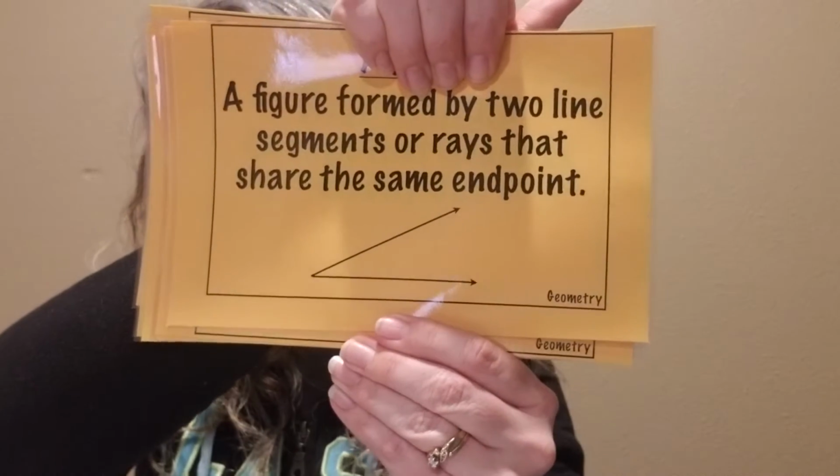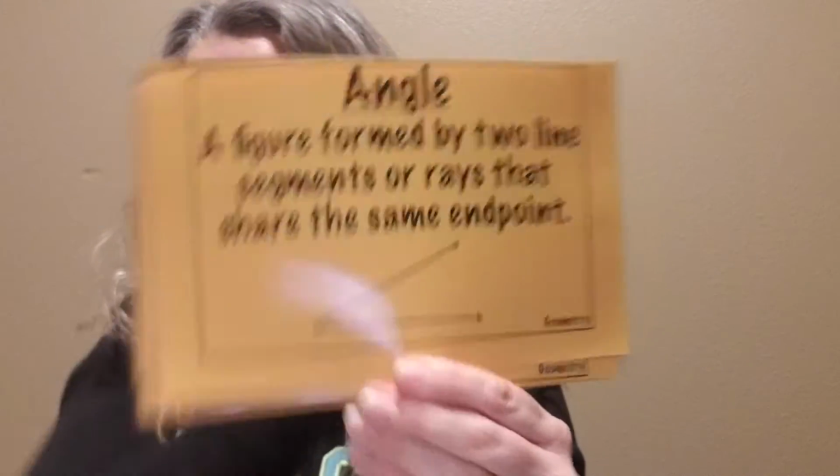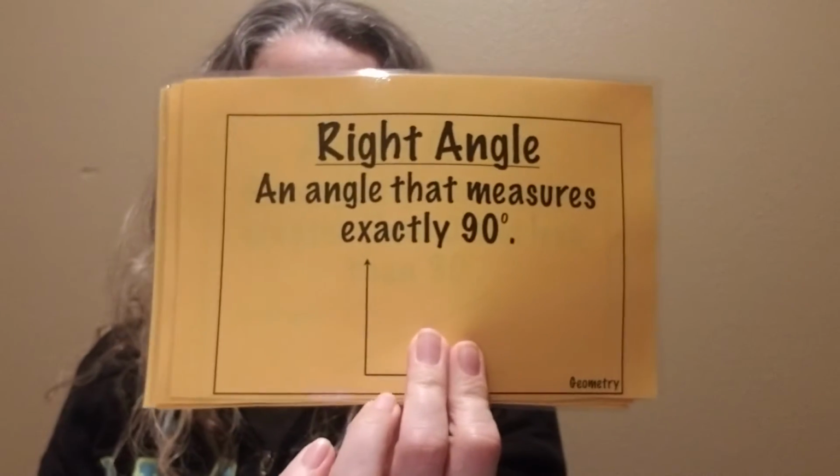Okay? A figure formed by 2 line segments or rays that share the same endpoint. So it looks like this. That's an angle. Okay, this is an angle and it measures exactly 90 degrees. What kind of angle is that? Looks like an L. Right angle.